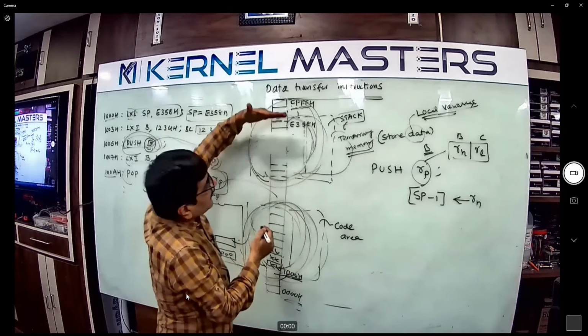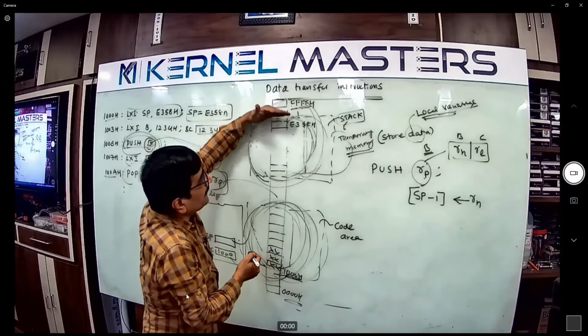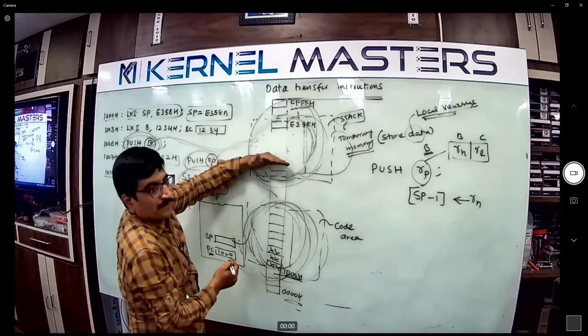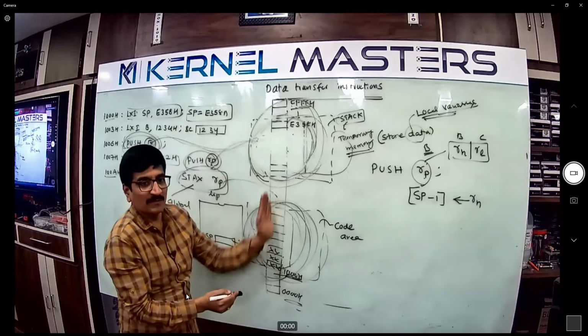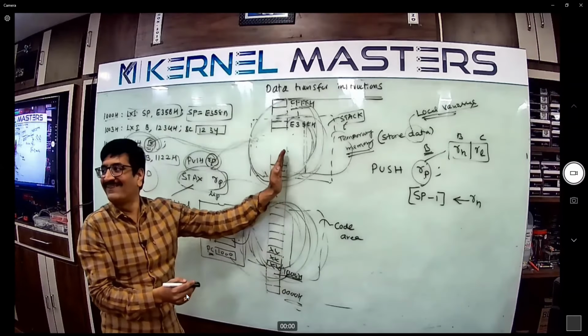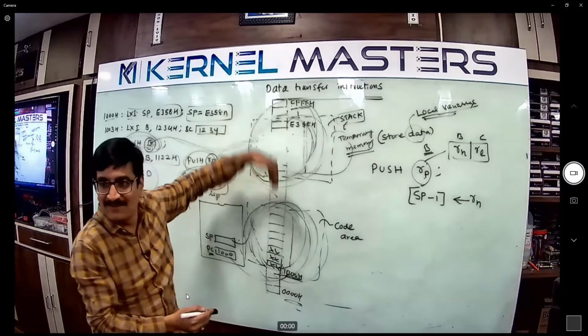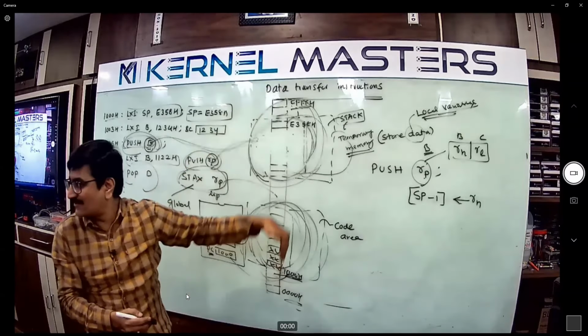Whenever you start at the end of the memory, from the last location onward, you copy by decrementing. Decrementing and copy. If you start from the beginning onwards, then incrementing and copy. Yes or no? The stack starts from the end. You know, no? That's why the stack pointer is decremented by one.